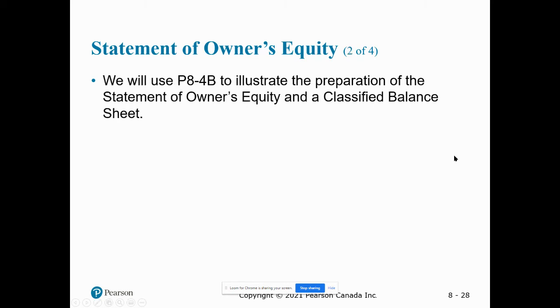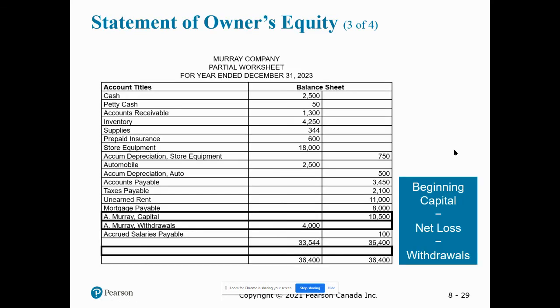So going into question 8-4B, we're going to prepare a classified balance sheet from the trial balance that's shown. So in this trial balance, it says that there's different balance sheet accounts. Listing this again is from the worksheet. So these are the figures that came after the adjustments happened. And we're going to work through this. And the first thing we're going to do is prepare the statement of owner's equity. And the next is we're going to prepare the classified balance sheet.